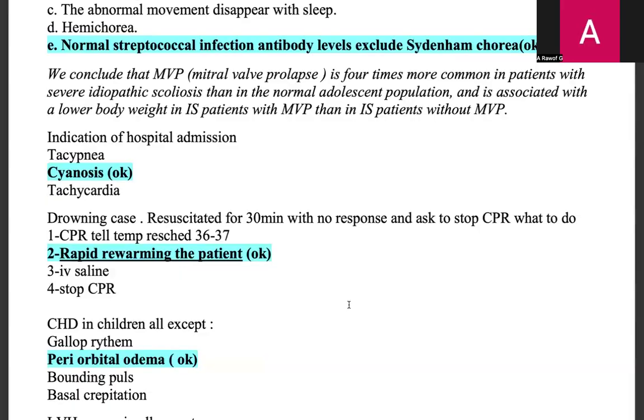Congenital heart disease in children is all of these except: gallop rhythm, yes; bounding pulse, yes; basal crepitations, yes; periorbital edema. Periorbital edema you see in glomerulonephritis and nephrotic syndrome, not in congenital heart disease. So congenital heart disease in children can present with bounding pulse, basal crepitations, and gallop rhythm.